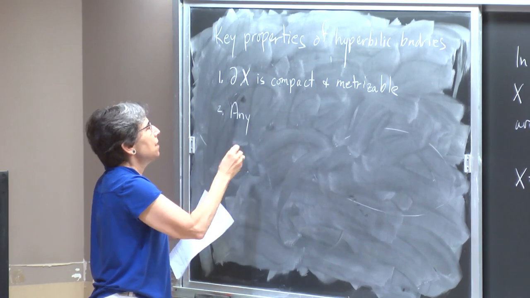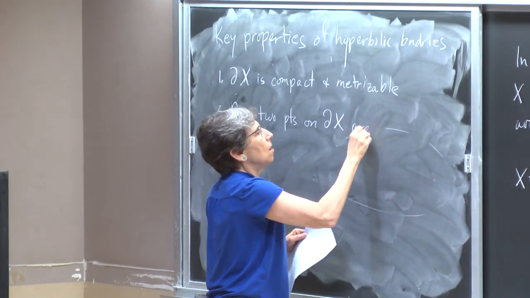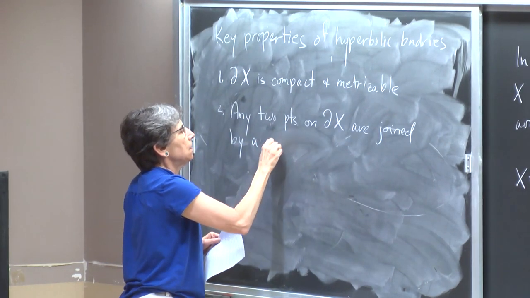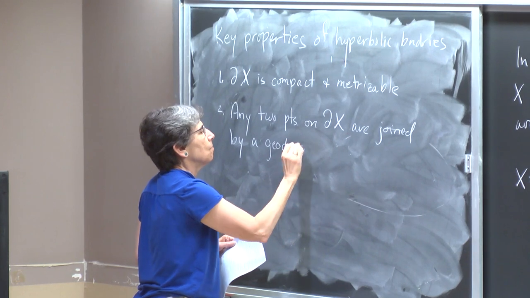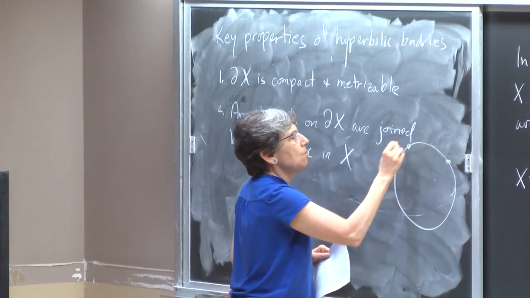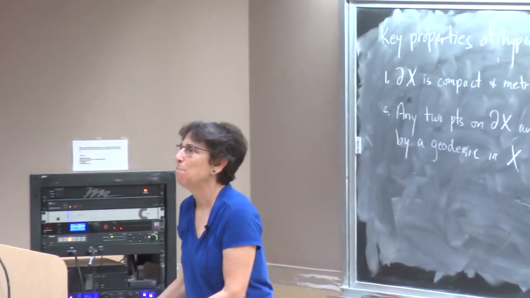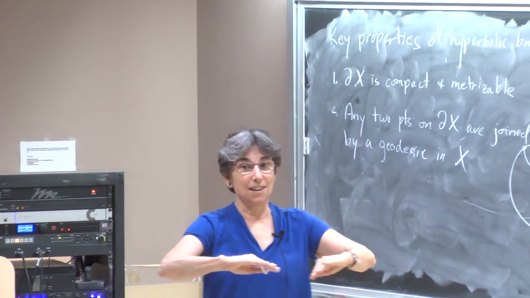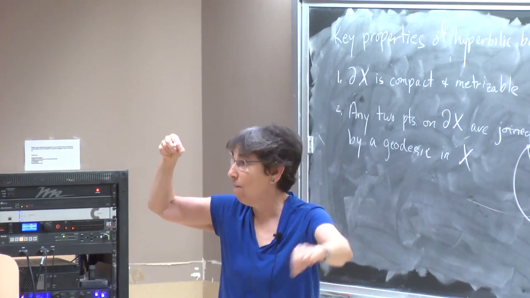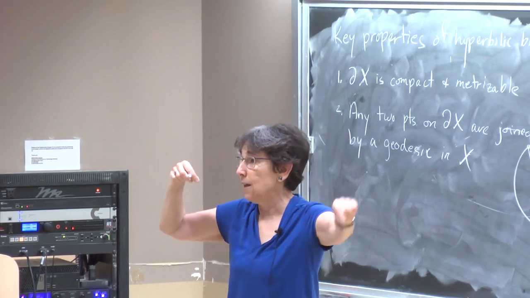a convenient fact is that any two points on the boundary of X are joined by a bi-infinite geodesic in X. So what do I mean? Well, I've got these two points on the boundary, and I can always find a bi-infinite geodesic that goes from one to the other. I call this the visibility property. So if you think of light as traveling along geodesics, I'm standing at one point on the boundary, and I want to know what other points on the boundary I can see. Can I see them all? And the answer is I can see everything.